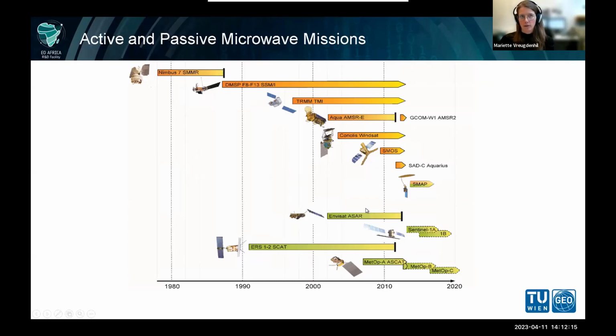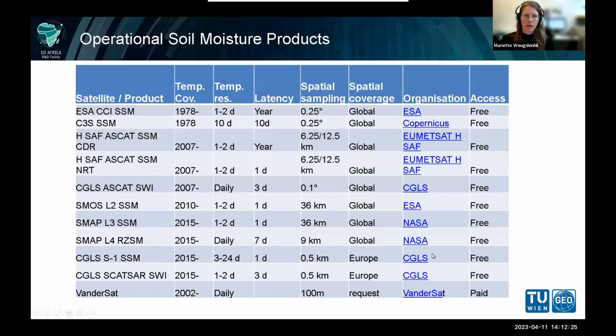The advantage of active microwave missions is that they have a higher spatial resolution. And this is also something that you need to consider for your application. So this is a table that gives an overview of a lot of surface soil moisture products that are available at this moment. And just to go through them shortly, what their different characteristics are.